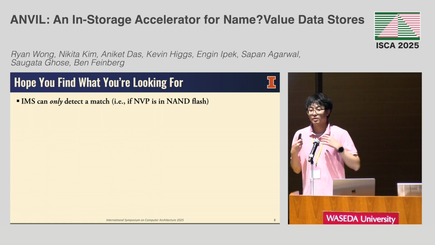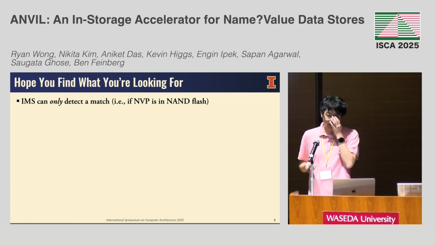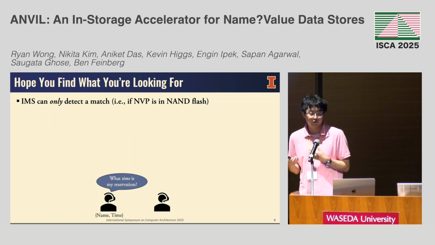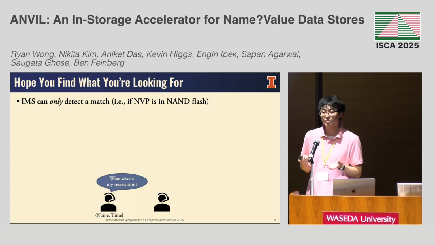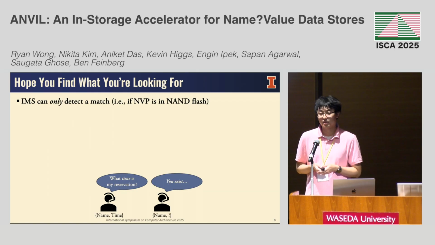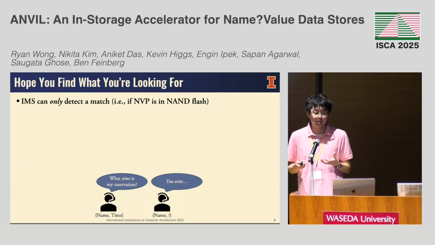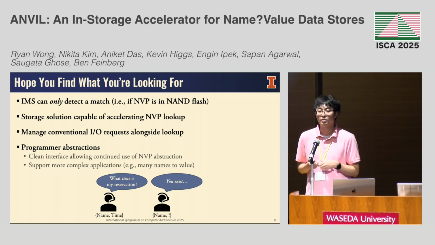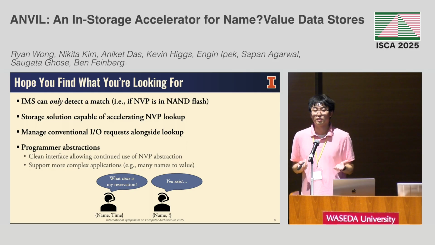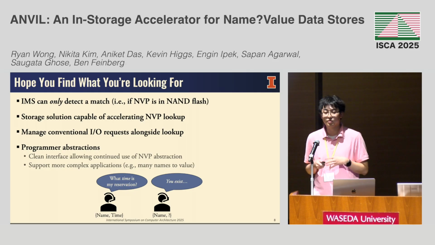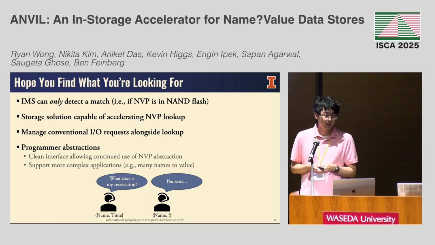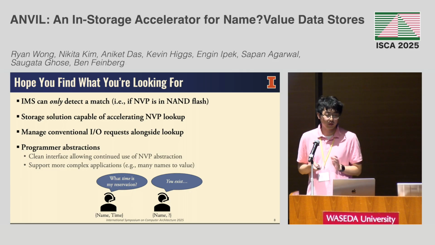When we look at this in the context of the NVP workloads, IMS can only detect a match. It can't actually give us the NVP. So for example, from our reservation, if somebody asks what time their reservation is, we can just say, you exist. So what we really want is some sort of storage solution capable of accelerating NVP lookups, as well as supporting the conventional I/O requests that SSDs already support. We also want abstractions that can allow systems to use this NVP interface and integrate into existing applications, and general NVP support for more complex applications.